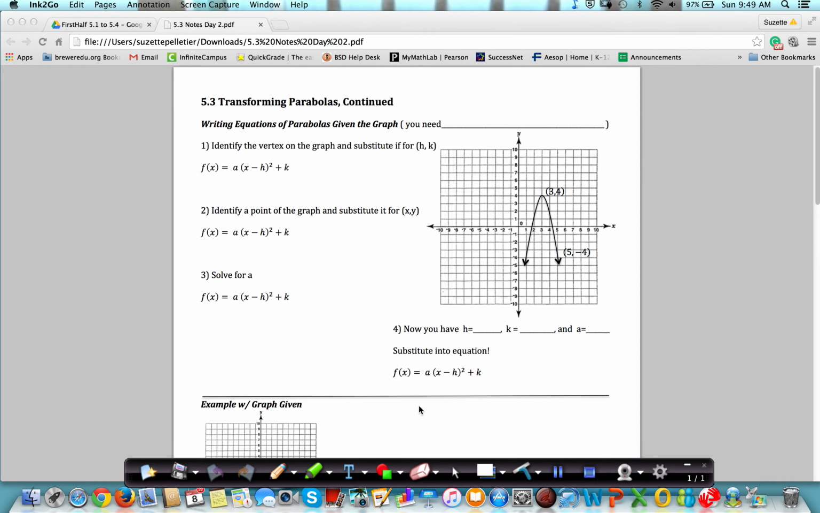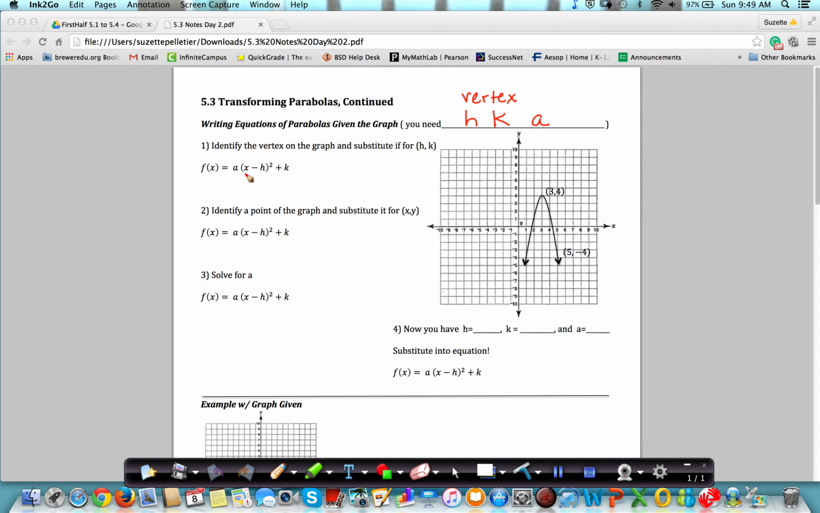So now we're talking more along the lines of how to use the information we have to write the equations of them. So writing an equation of parabolas given the graph, you're going to need three things. You're going to need to know h, k, remember that's your vertex, and you need to know a in order to write the equation. The reason being, this is the equation right here, right?